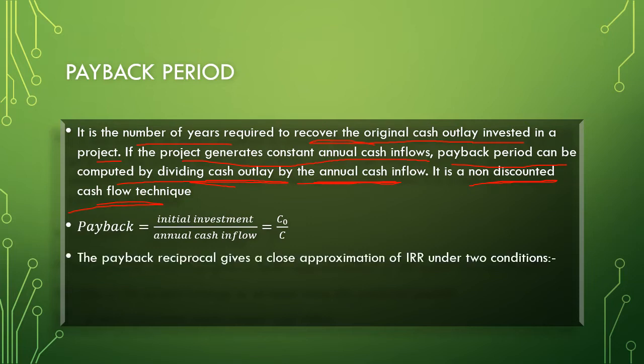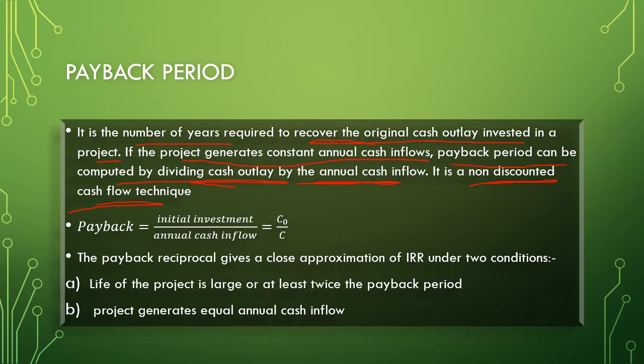The payback reciprocal gives a close approximation of IRR, or internal rate of return, under two conditions. That is, the life of the project is large, or at least twice the payback period, or the project generates equal annual cash flow. If you see the first video on IRR, you will see that the IRR is the rate at which NPV is 0. That is, the present value of cash inflow equals the present value of cash outflow. That's why it says the project generates equal annual cash inflow. So the payback reciprocal is C by C naught.